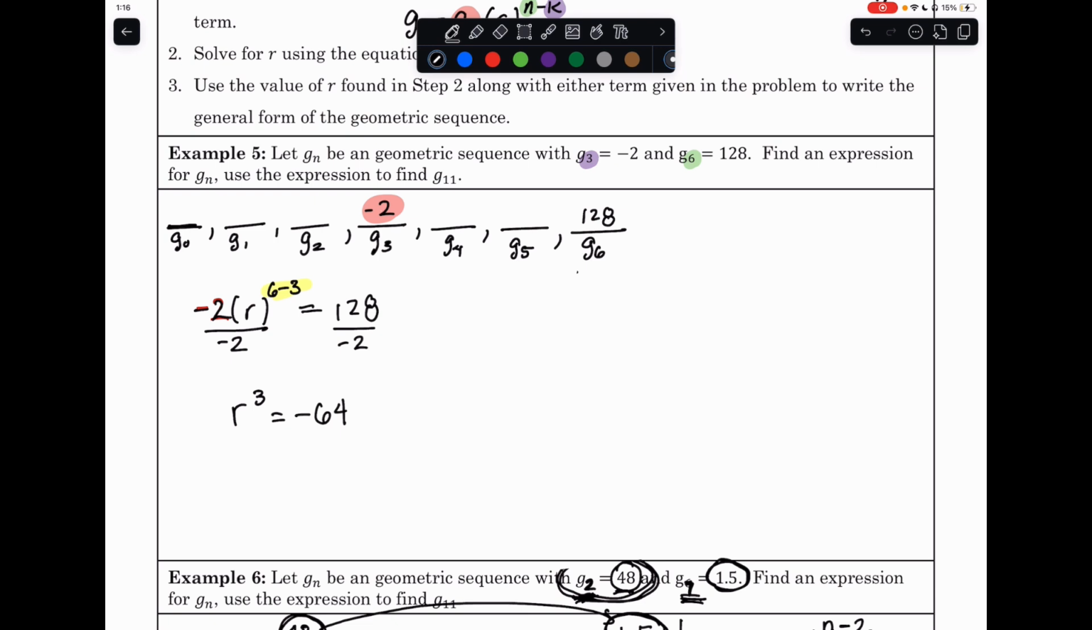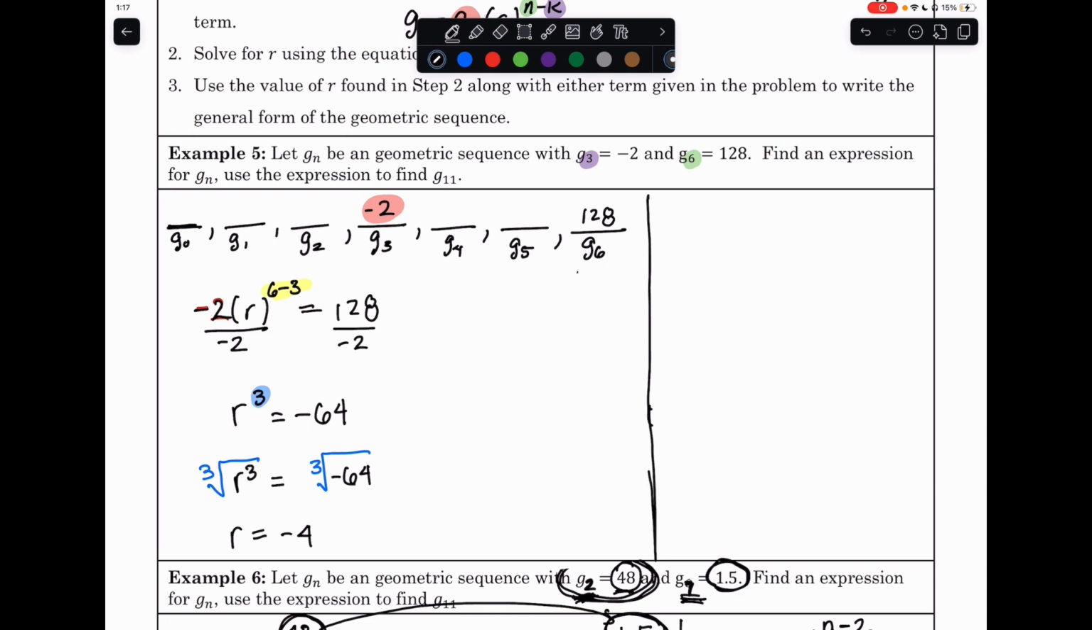Now, to get rid of this exponent of 3, we're going to take the third root of both sides. So I'm going to take the third root of r to the third power, and I'm going to take the third root of -64. And tomorrow I'll show you in class how to do that. So the third root of r to the third is simply going to be r, and the third root of -64 is -4.